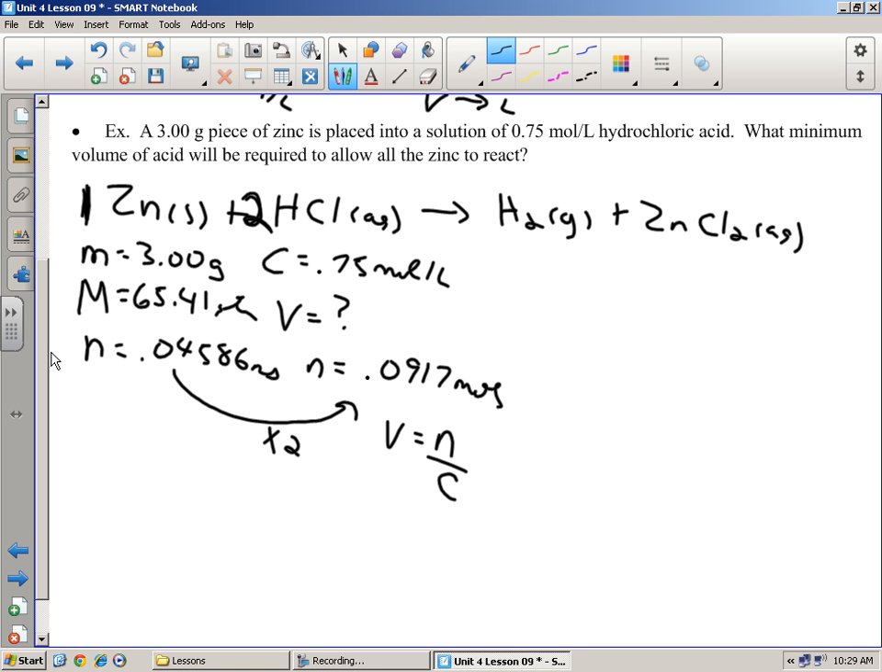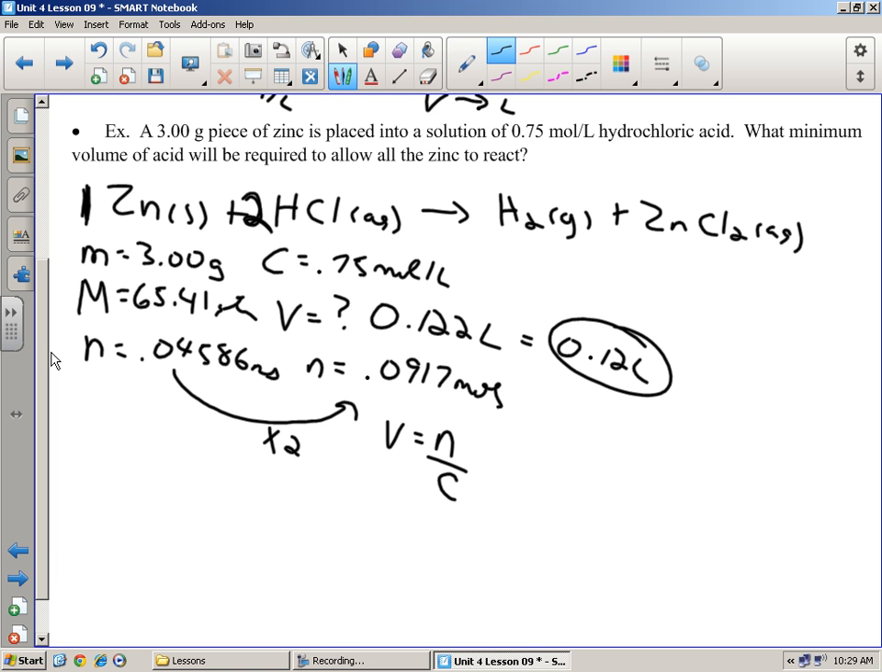So we're going to take that number here, unrounded of course, divided by 0.75. I'm going to get 0.122 liters. Significant digits, by the way, 2 significant digits in this question. The 0 in the front doesn't count, remember, so basically 0.12 liters would be my final answer here. Okay?